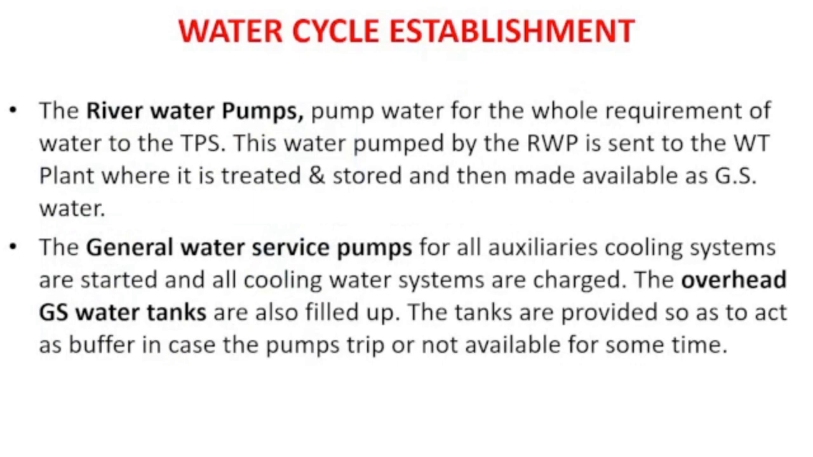The river water pumps pump water for the whole requirement of water to the TPS. This water is pumped by the RWP and is sent to the WT plant where it is treated and stored and then made available as general service water. The general service water pumps for all auxiliaries cooling systems are started and all cooling water systems are charged. The overhead GS water tanks are also filled up.